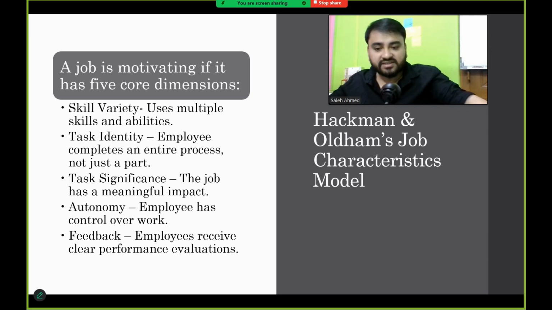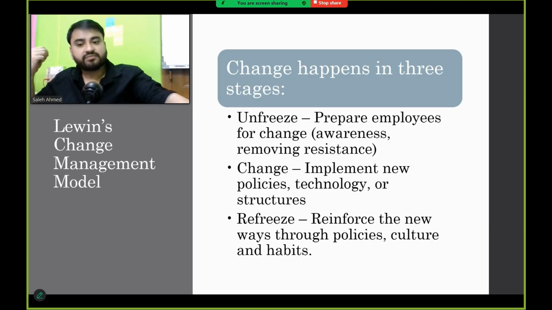Feedback. Employees receive clear performance evaluations. So if your performance evaluation is very transparent, you know what all things need to be improved, what all things need to be rectified before the next appraisal cycle, then it'll make you work more in that particular direction, rather than if you are having a very vague feedback and you work monotonously. So these are the 5 core dimensions which an HR manager has to ensure if he or she is into employee retention, right?